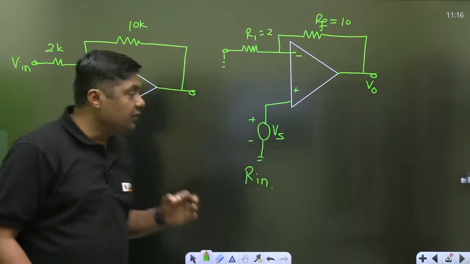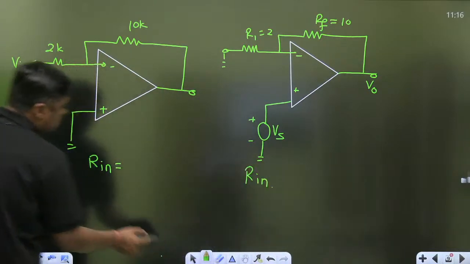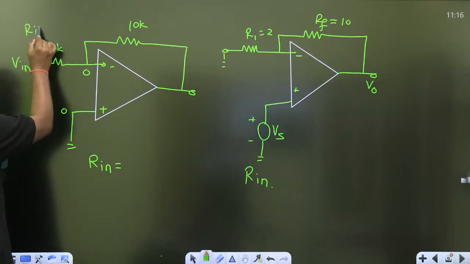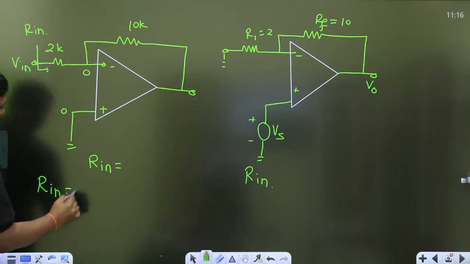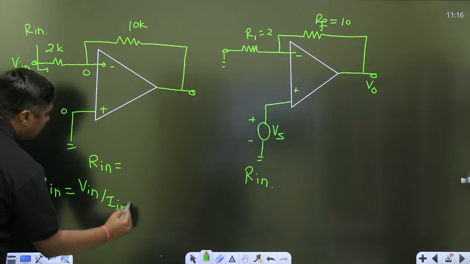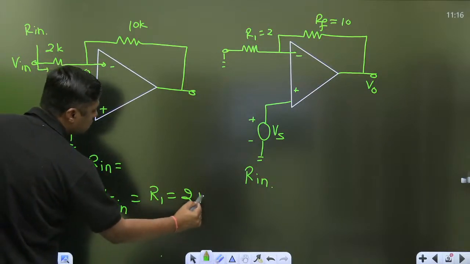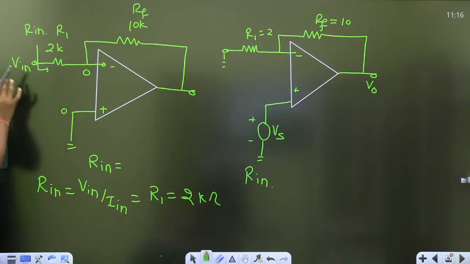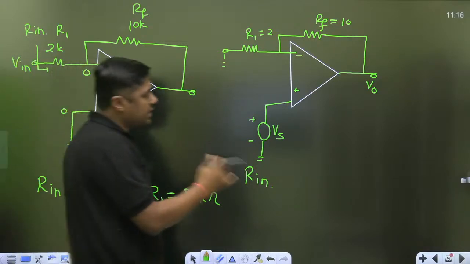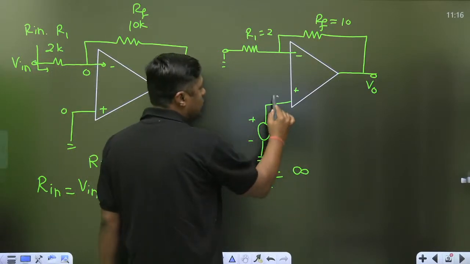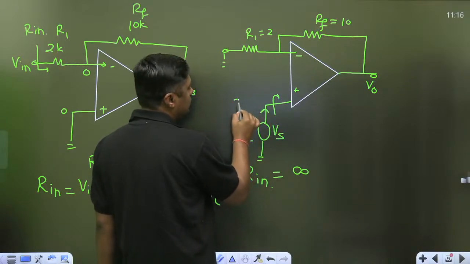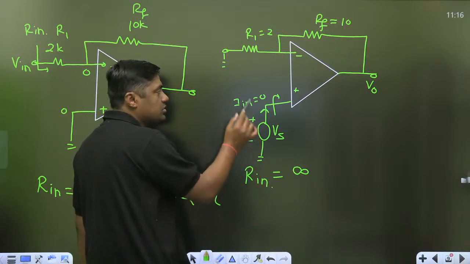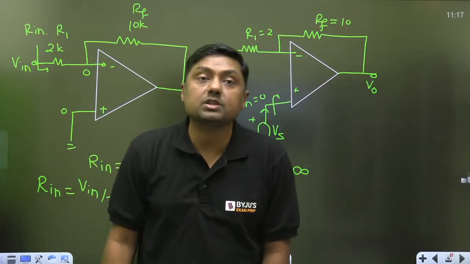Infinite in the second case, and in the first case always remember, because this is a virtual short, this is 0, this is 0. What is the resistance seen by V in? That is called R in. So R in is nothing but V in by I in, and that is nothing but R1, that is 2 kilo ohm. This is normally represented by R1, this is represented by RF. For this case it is the 2 kilo ohm, and for this case it is infinite. Because what is the current given by the battery? 0. So Vs by 0, that is the resistance seen by this voltage source, is infinity in case of non-inverting operational amplifier.